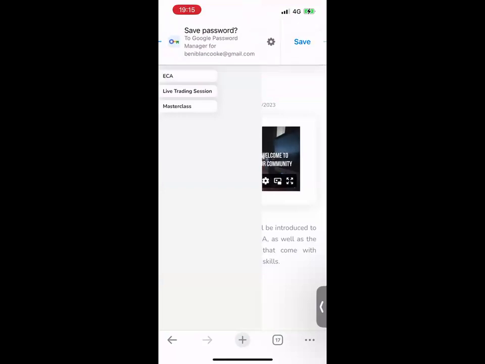Can you save your password this time around? So the first thing you need to know about the ECA is, guys, sorry, let me just put my phone on DND.